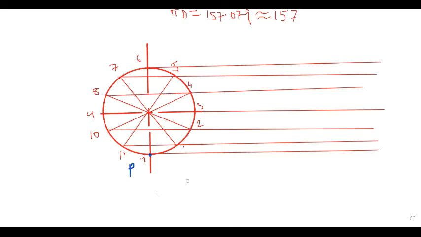Okay. So first what we'll do, we divide this horizontal line into 12 equal parts. This is not possible by scale because this is 157 millimeter, and 157 over 12 is not possible by scale. So we apply the general method. So how can we apply the general method?